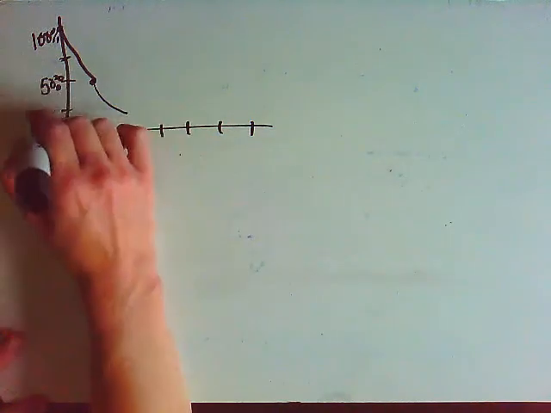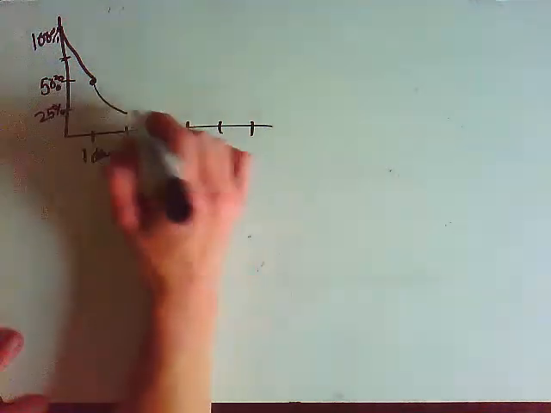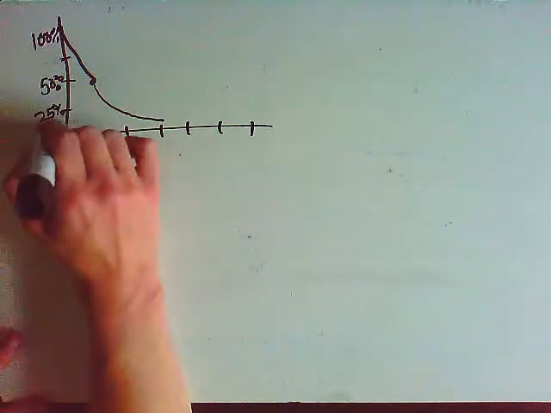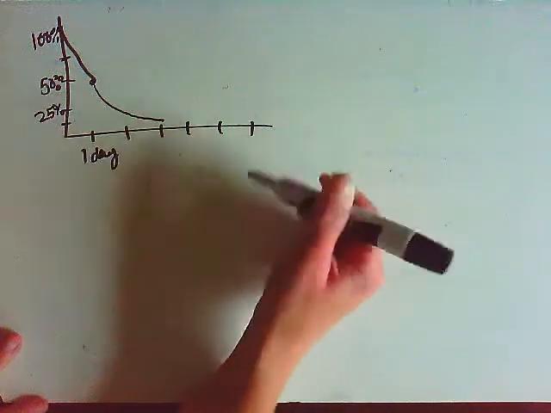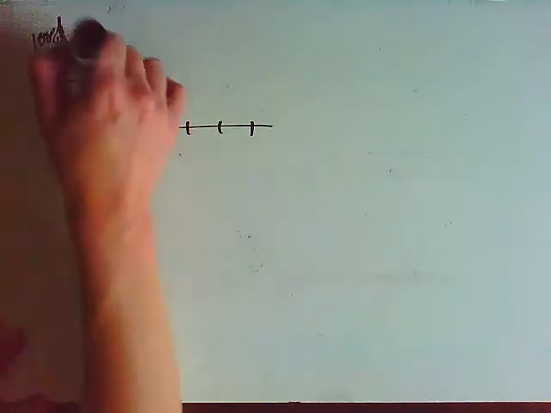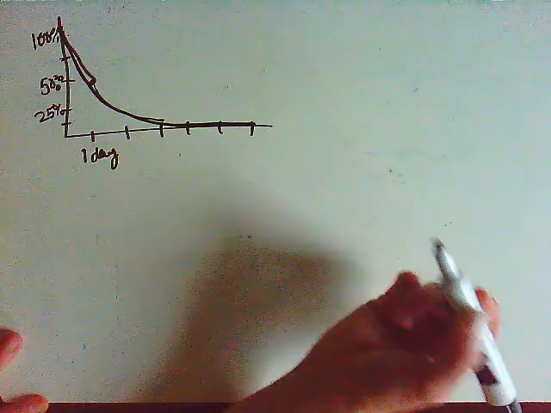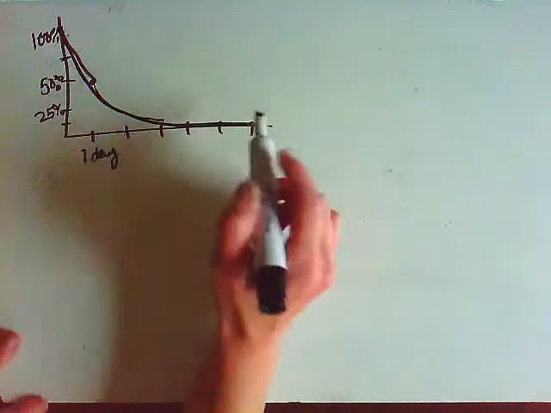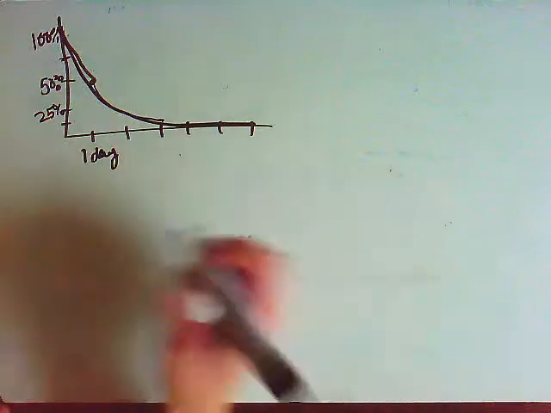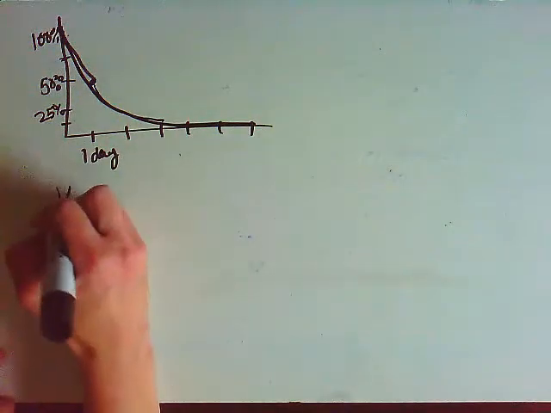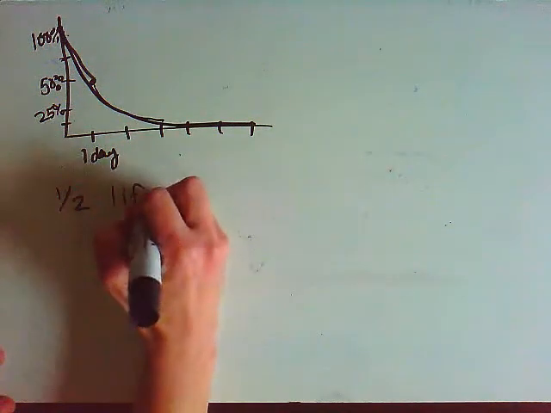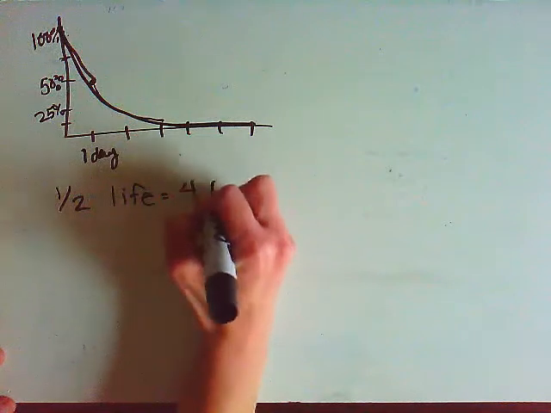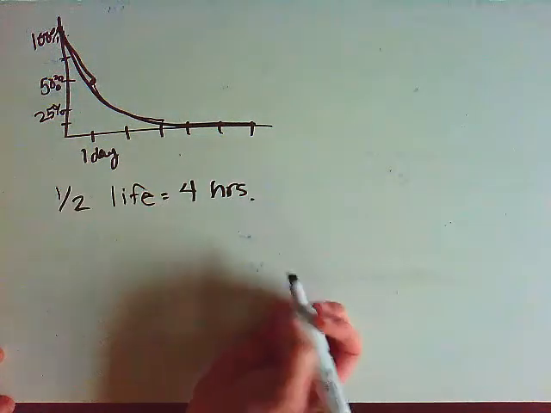That means on the second day, it's going to go to 25%. And then on the next day, it's going to go to 12.5%. And half-life just keeps getting cut in half. The main thing to understand is that all half-life graphs look the same, and they all have that nice little decrease value. Let's say that I told you something had a half-life of 4 hours.